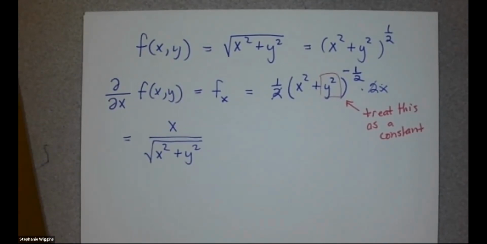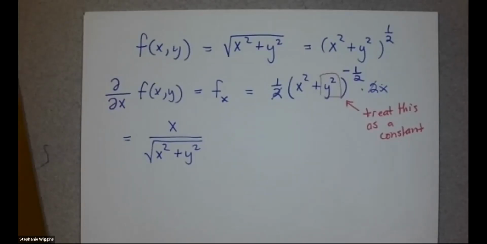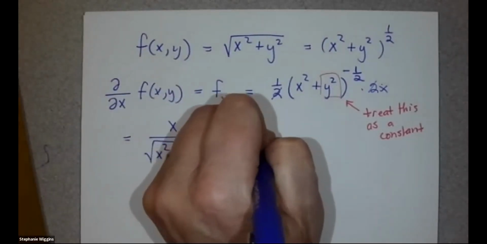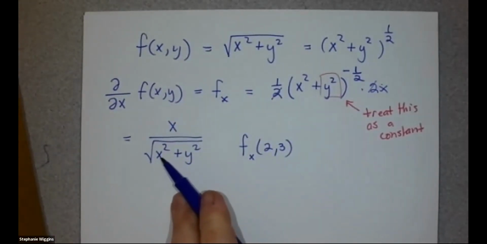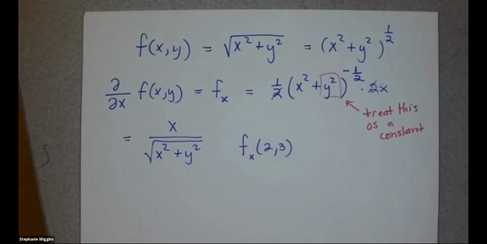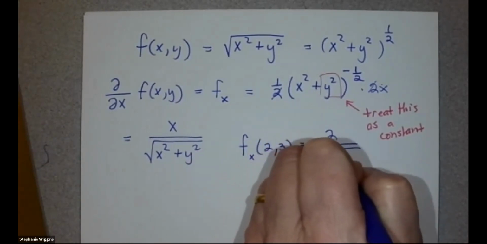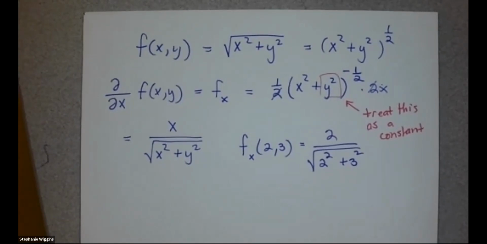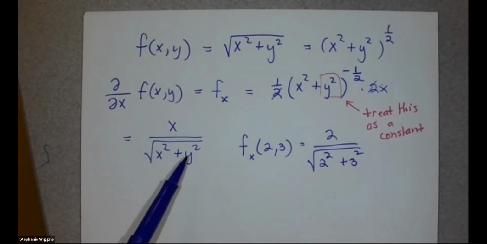And then I think in the problem it asks us to evaluate at 2, 3 for f sub x. So I'm going to take the 2 and replace x with 2, and then I'm going to replace y with the 3. So this becomes 2 over the square root of 2 squared plus 3 squared. So here's x, that becomes a 2, this becomes a 2, this becomes a 3.